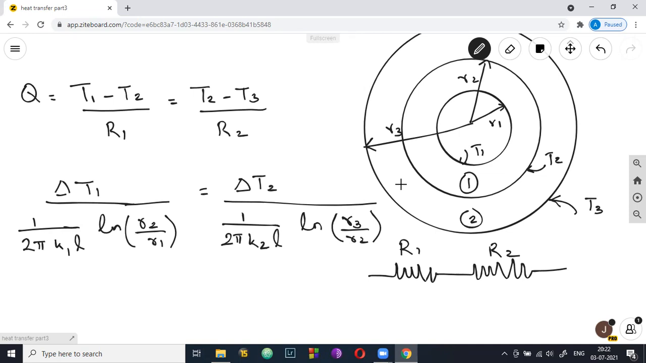L stands for length of the cylinder, which is perpendicular to the bore. I cannot show that length here. Now, T2 minus T3 is taken as delta T2. Here, instead of K1, K2 will be coming into picture, log of R3 bar.